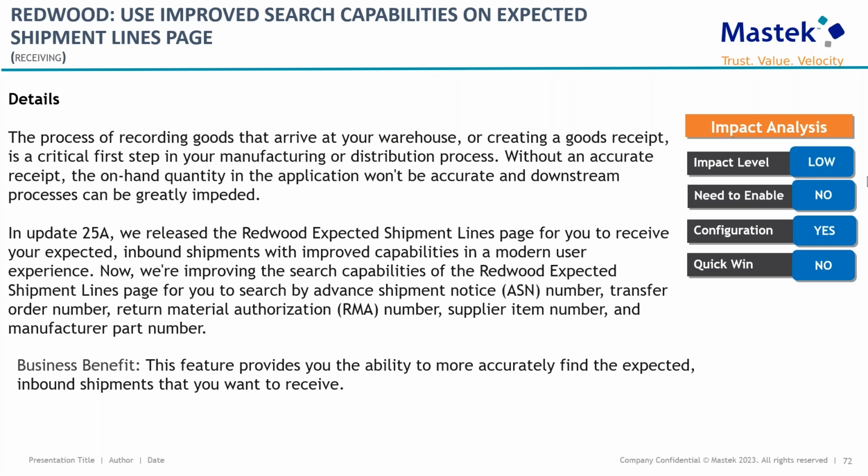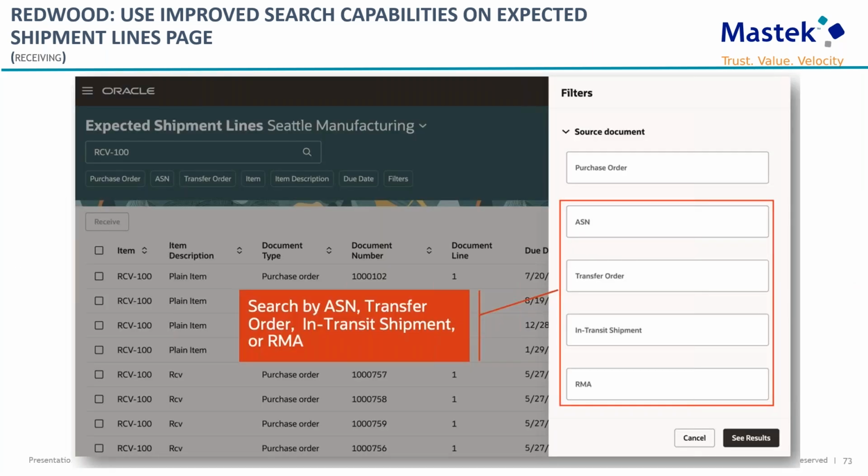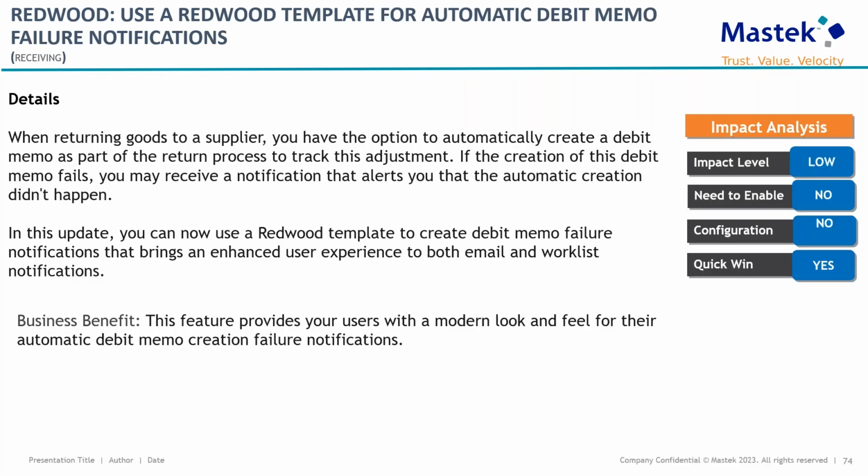Since we are running short on time, let me quickly move on to the next new feature within receiving. The next new feature in receiving in 25B is use a Redwood template for automated debit memo failure notification. When a debit memo fails to generate during a supplier return, the user typically gets notified, but now this notification comes with a big visual upgrade.